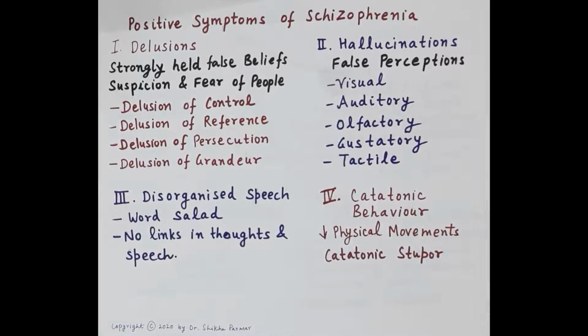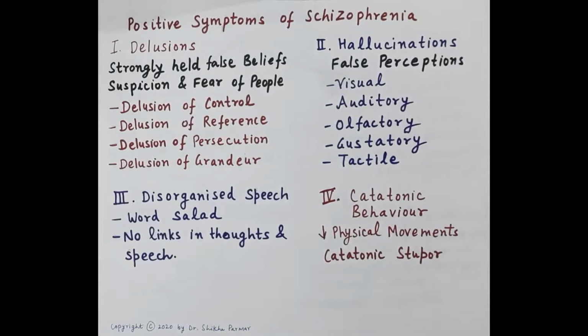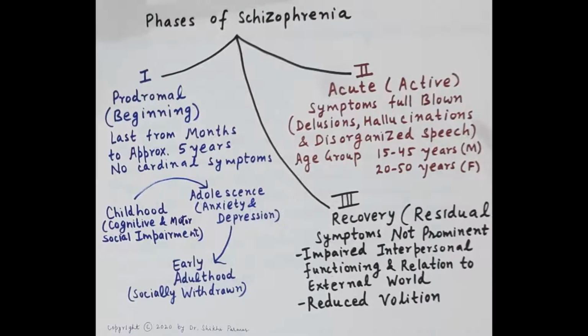Now we'll talk about the phases of schizophrenia. When we talk about the phases of schizophrenia, there are three phases: prodromal or the beginning phase, acute or the active phase, and recovery or the residual phase. Now these phases tend to occur in an order and cycle throughout the course of schizophrenia.